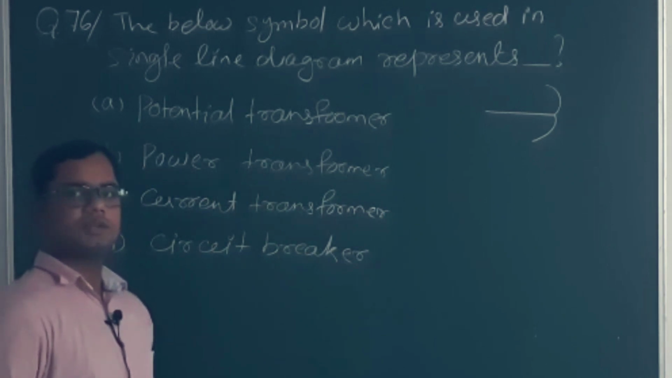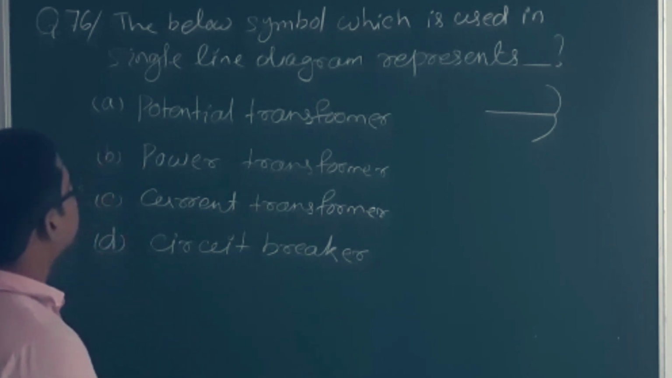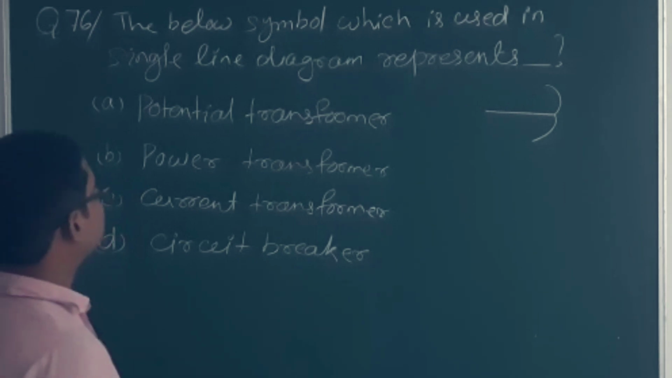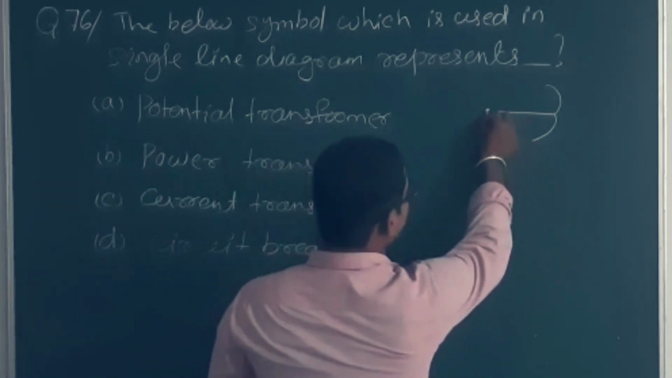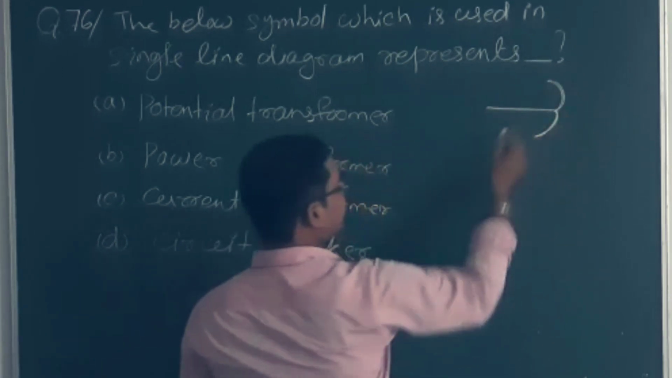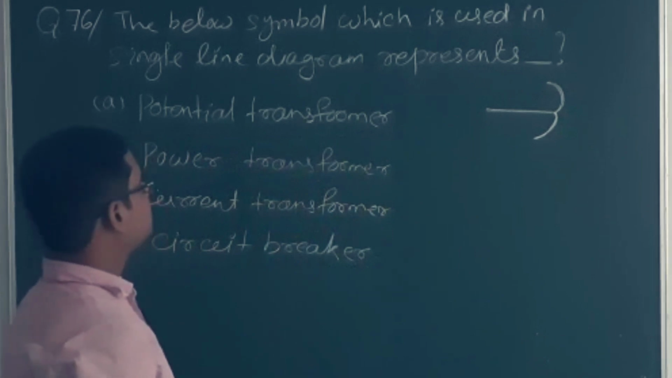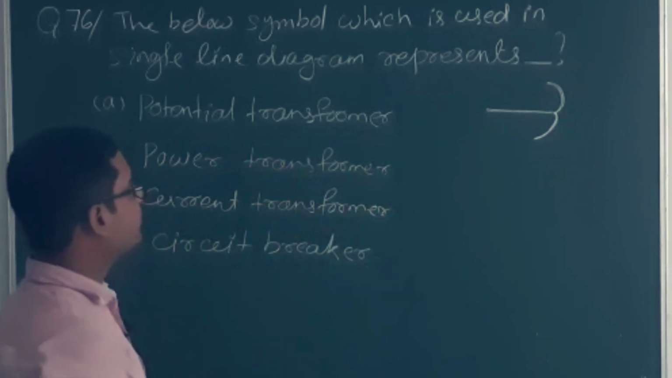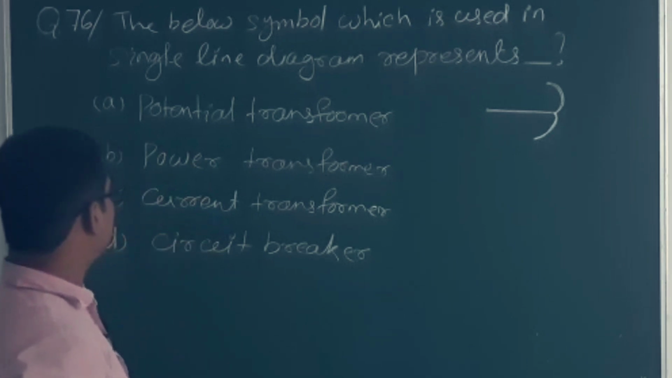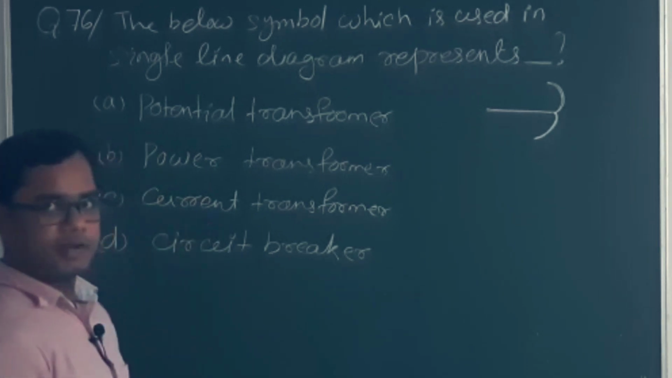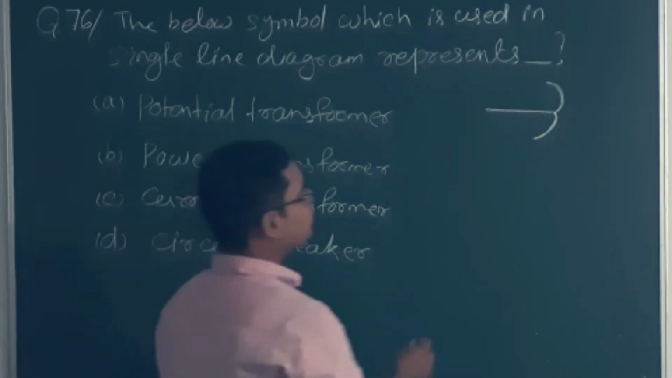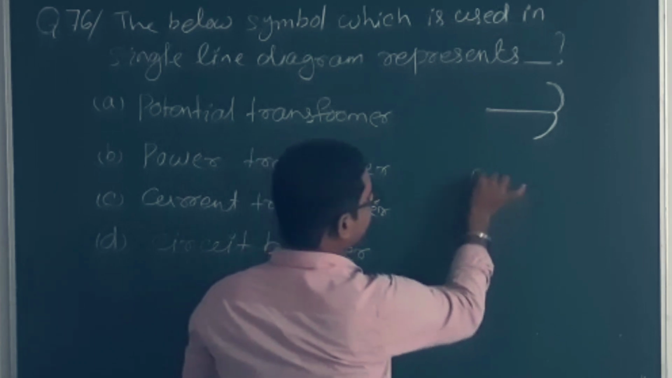Coming to question number 76, the question is: the below symbol, which is used in a single line diagram, represents what? This is the symbol. What is the symbol used in your single line diagram? The options are potential transformer, power transformer, current transformer and circuit breaker. In your electrical system, a number of symbols are there, which you have studied in your electrical drawing.